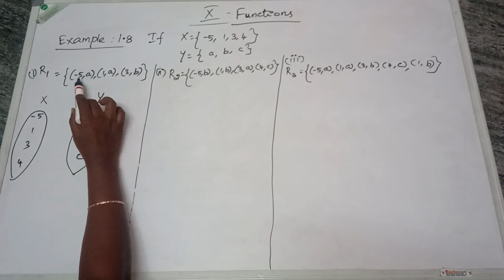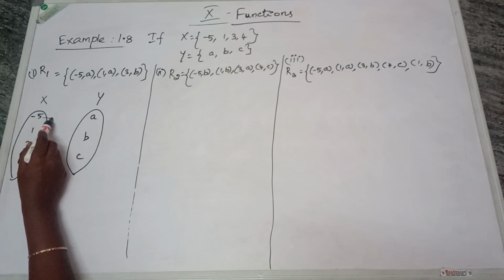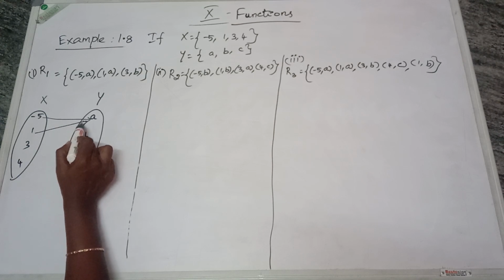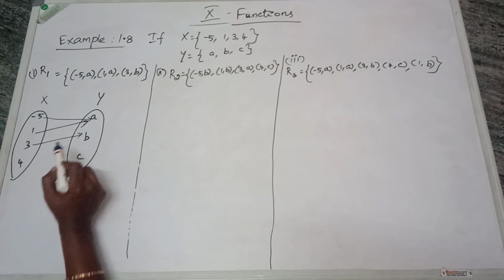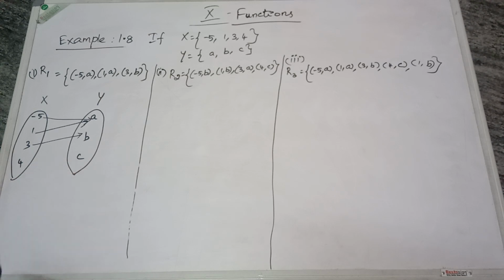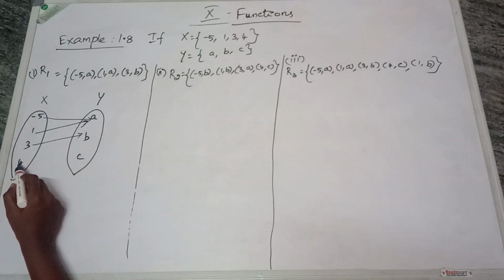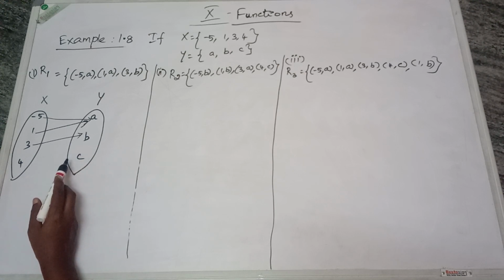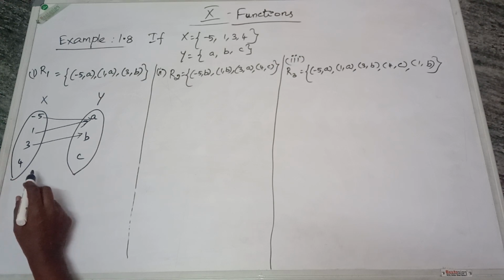Okay, the relation is given. Minus 5 is related to a. So minus 5 related to a. Put arrow. And 1 is also related to a. Here put arrow. And then 3 is related to b. Okay, so see this picture, and in this arrow diagram we can see what is the definition of function? That is, every element in the domain has an image in the codomain. But here the element 4 does not have a relation with the codomain. So this R1 is not a function.